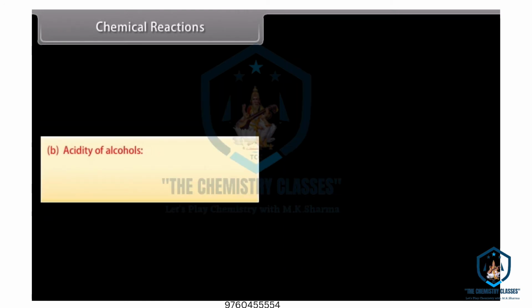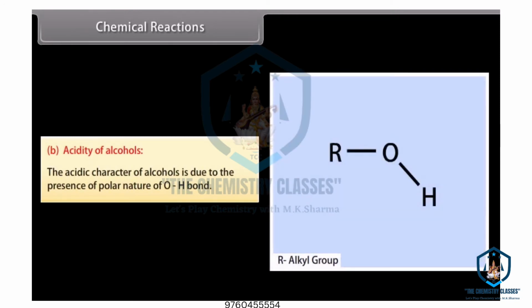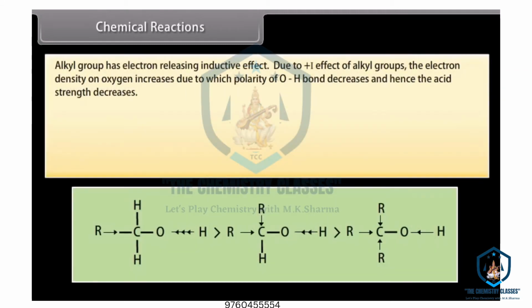Acidity of alcohols. The acidic character of alcohols is due to the polar nature of the OH bond. Alkyl group has electron-releasing inductive effect. Due to the +I effect of alkyl groups, the electron density on oxygen increases, due to which polarity of the OH bond decreases, and hence the acid strength decreases. Thus, the order of reactivity of alcohols when they behave as acids is primary alcohol, followed by secondary and tertiary alcohol.